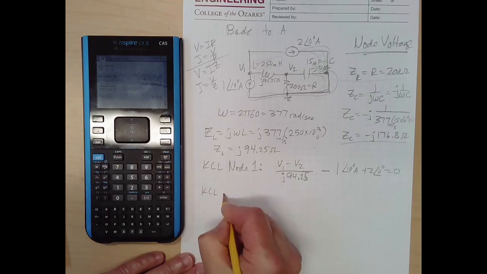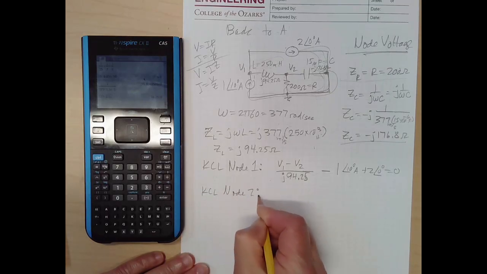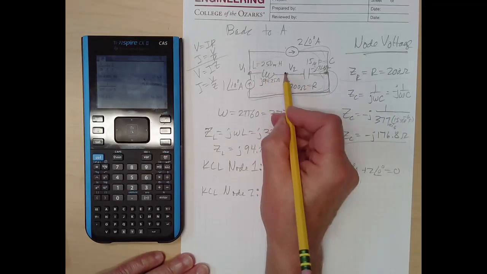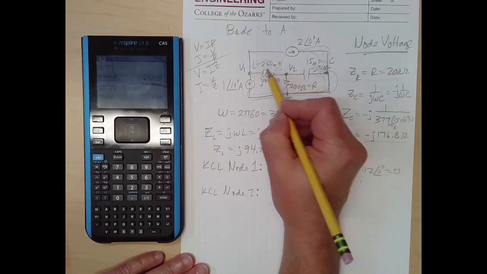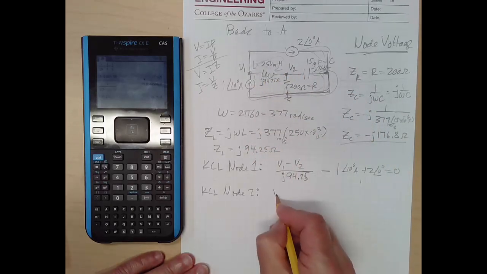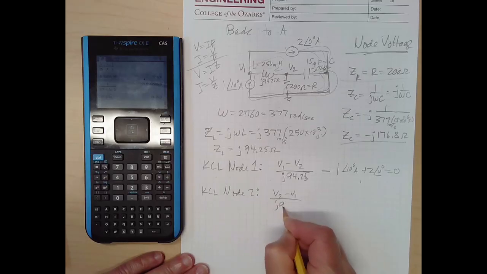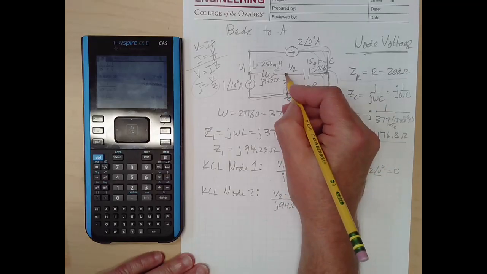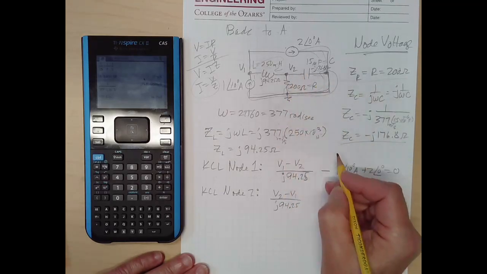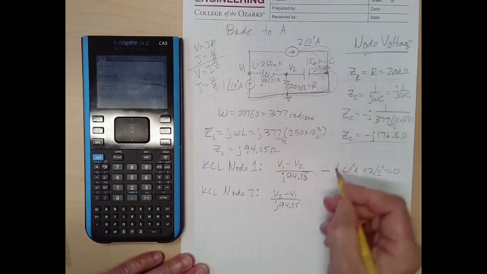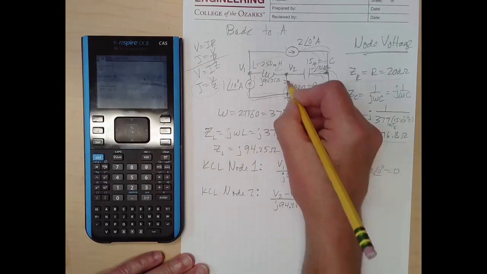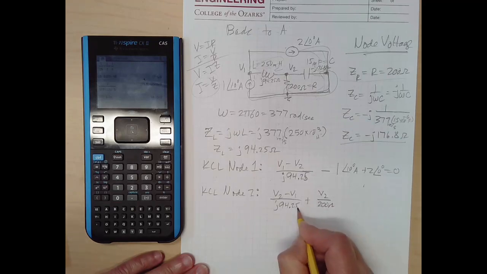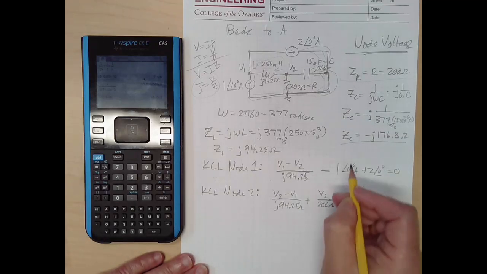So KCL at node 2, right here. We can go ahead and do the inductor first, but now we want the current going this way, so we're going to have V2 first, this side positive, that side negative, so it's going to be V2 minus V1 over j94.25. Right, I is V over Z. And then for this branch, we want the current going down. The voltage is V2 minus 0, so it's just V2 over the Z of that branch, which is just the resistance, 200 ohms. All of these are ohms. Okay, so that's that branch.